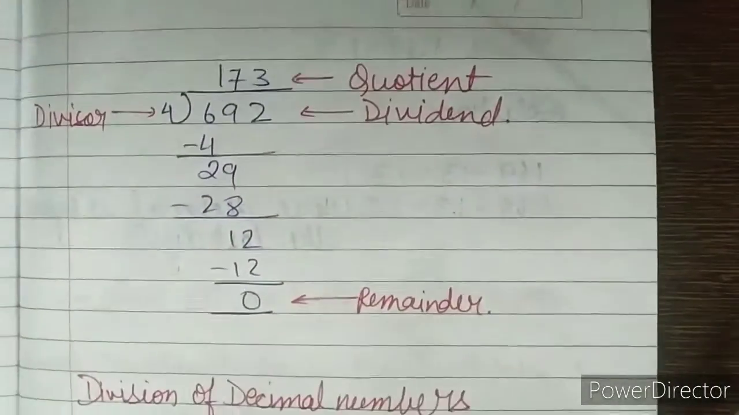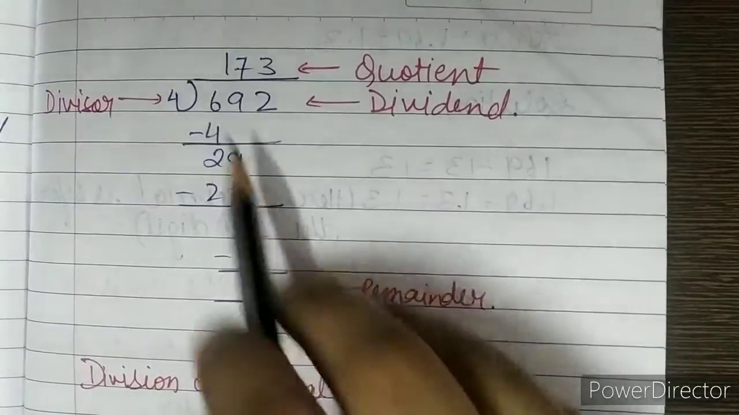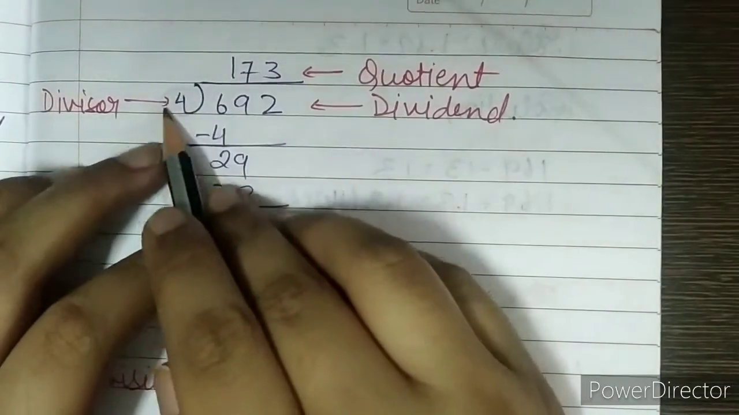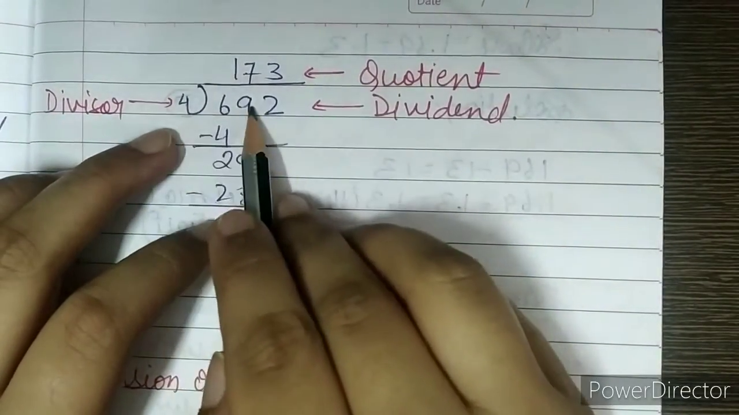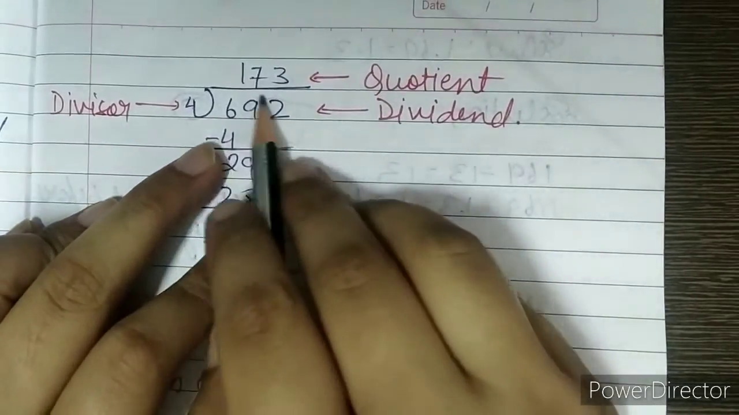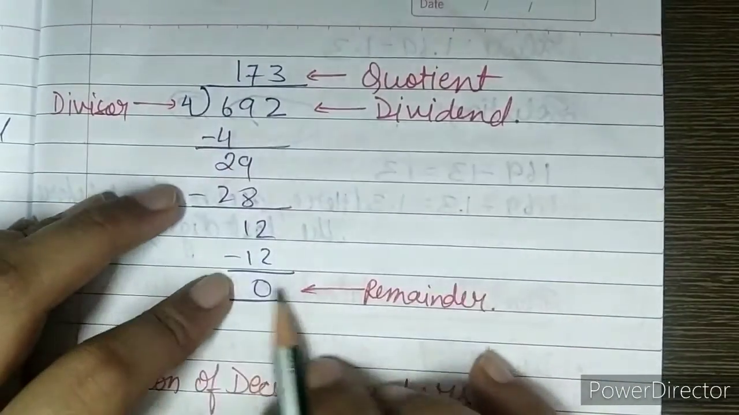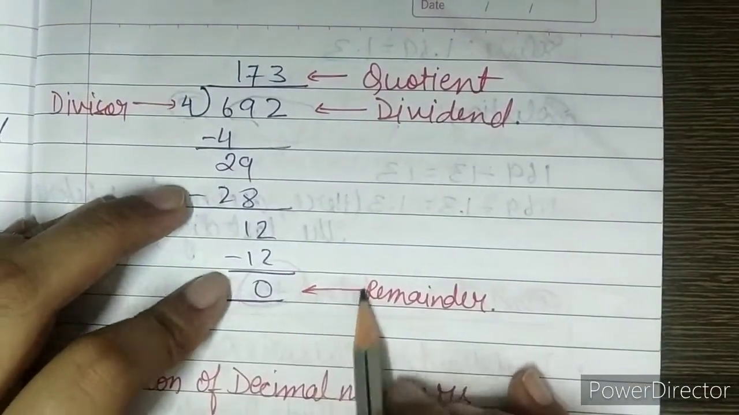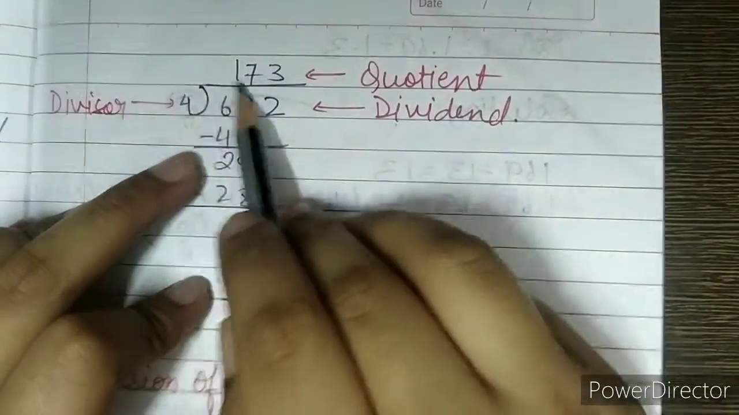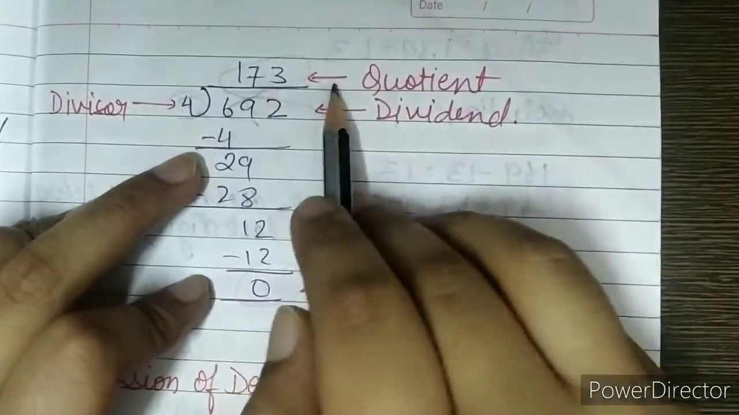So now here we see what are the quotient, dividend, divisor and remainder. The number by which we divide a number is the divisor. The number which is divided is the dividend. What is left is the remainder, and the result of the division is the quotient.